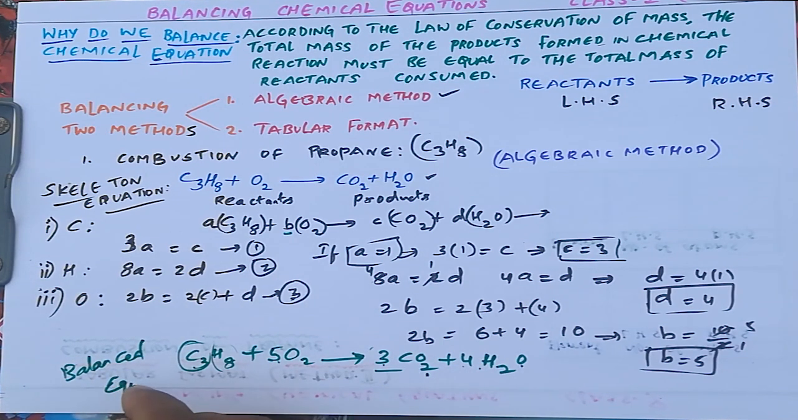I hope you understood. The algebraic method is an easy way to balance the chemical equation. Now I will explain the second method.